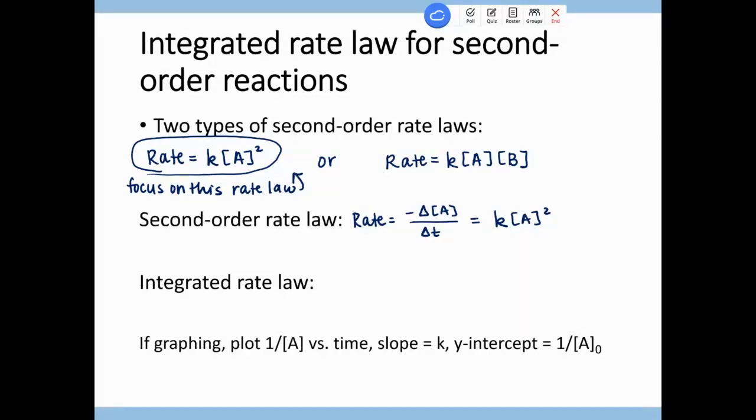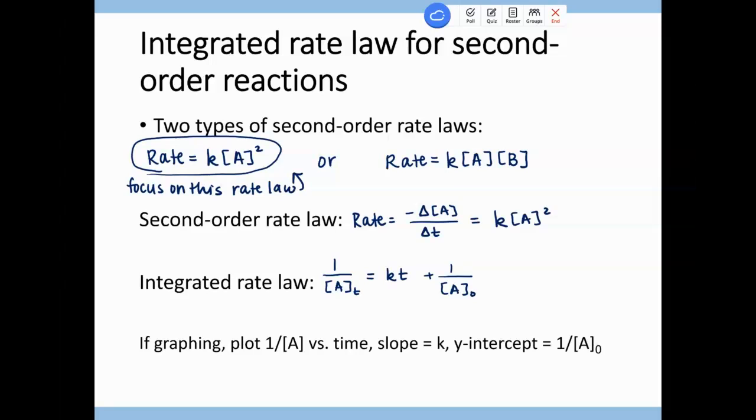The integrated rate law, which considers time, for a second order reaction, is 1 over concentration of A at time t, which is equal to rate constant times time plus 1 over concentration of A at time 0, or initial concentration.